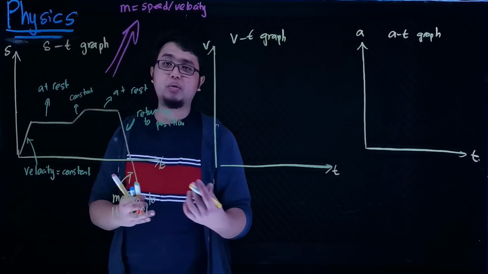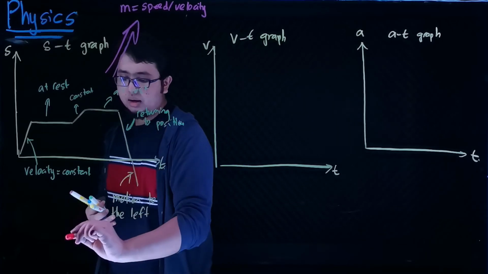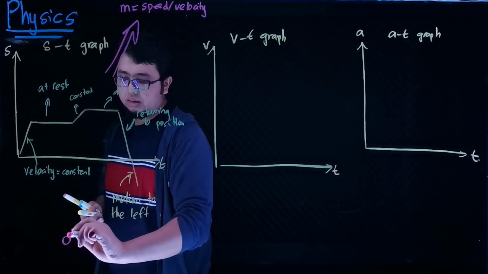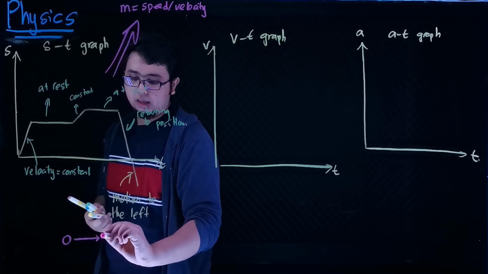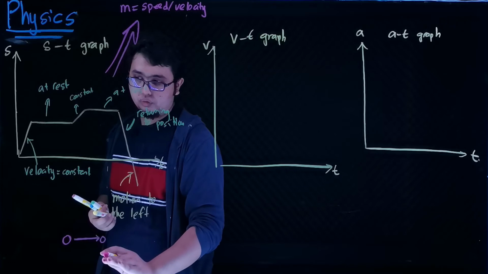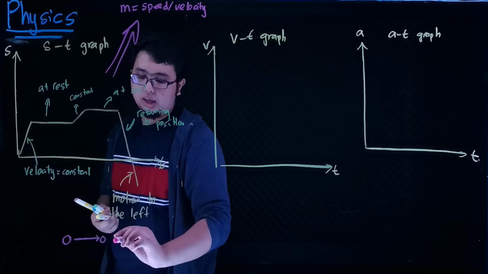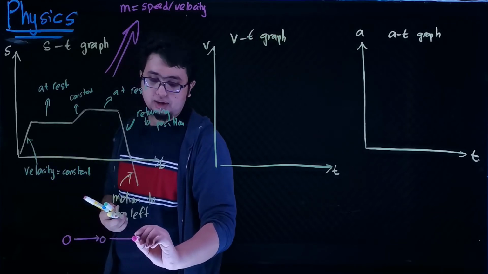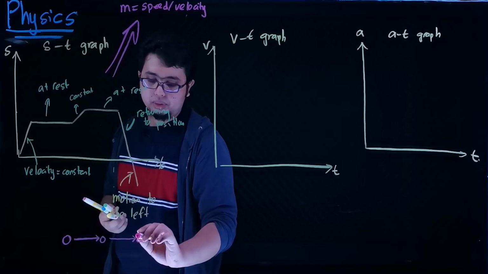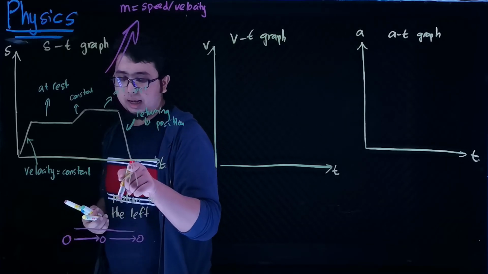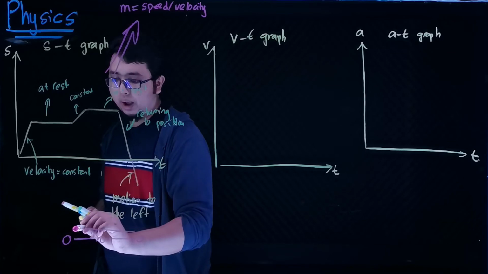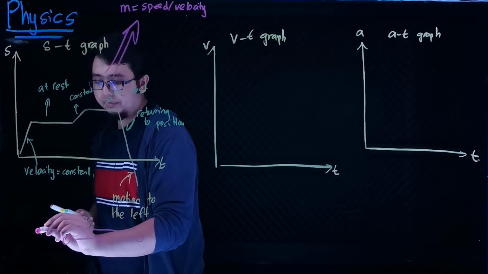So if I were to explain it in terms of a ball, let's say I have a ball. This ball is moving to the right. It stopped. It's not moving for some time. And then it moved further to the right. It stopped. And it returned back to the original position. And the remaining graph is where the ball moved to the left.